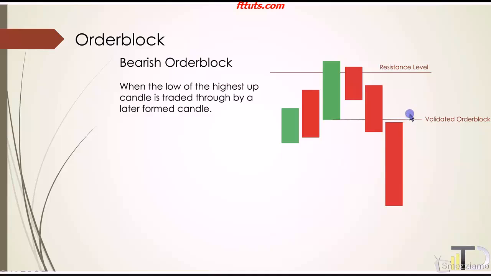Now let's see the next candle. A quick price action downside, followed by another candle which is trading to this validated order block. And once that happens, you would expect the same sellers that came here at this resistance level to come back again, and that is a typical price action. So this is an example of a bearish order block.